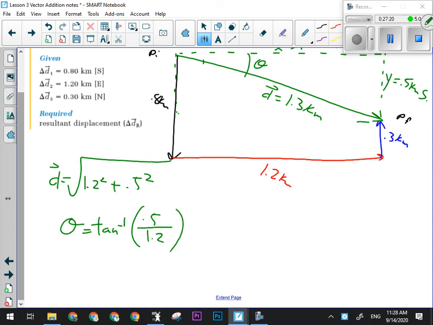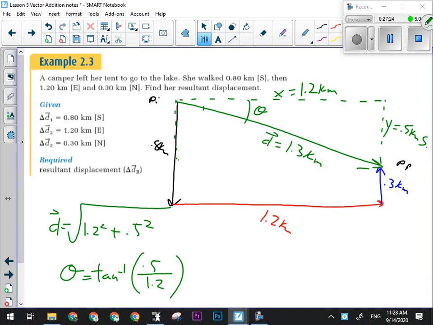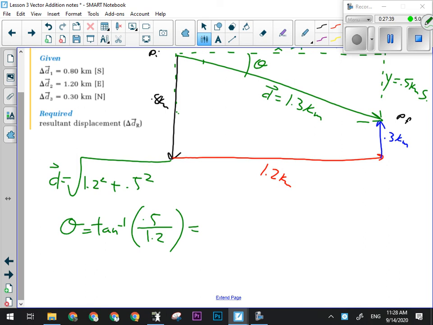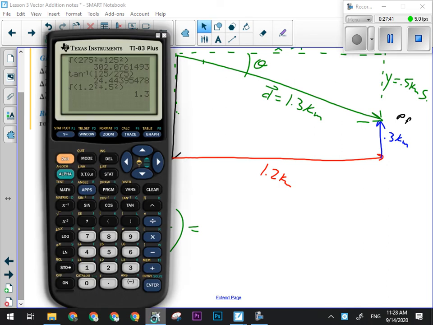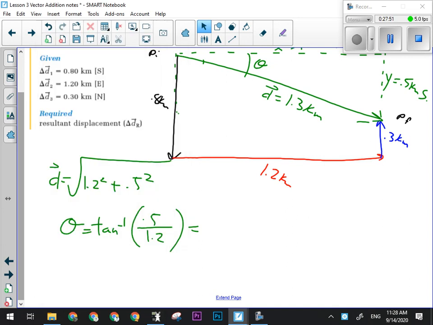Does everyone follow opposite and adjacent? How we figure that out? Just in case you don't: opposite and adjacent always are in reference to the angle. 0.5 is opposite the angle. 1.2 is touching it, or is beside it, or is adjacent to it. Now that I have that, I'll get my angle. So tan inverse of 0.5 divided by 1.2, and I'm getting 23 degrees south of east.